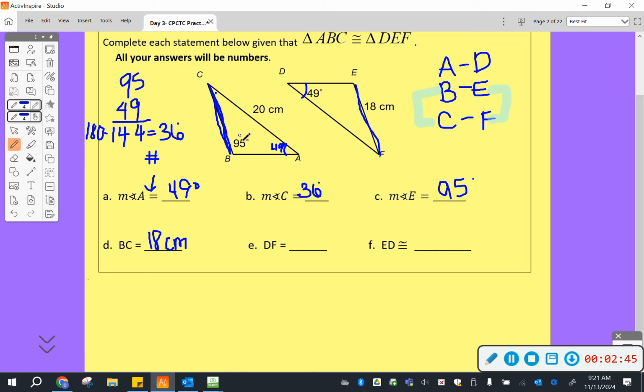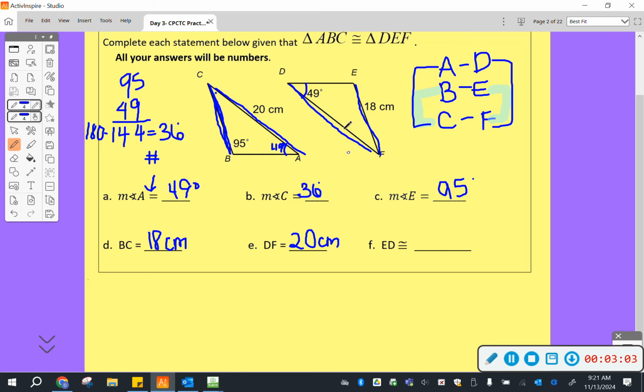DF. DF is this long one. What does DF go with? A and C. So what's AC? 20 centimeters. Am I going too fast?